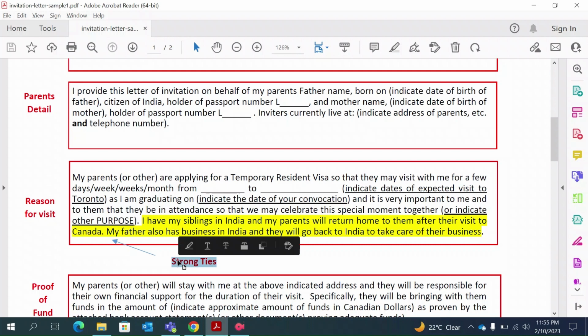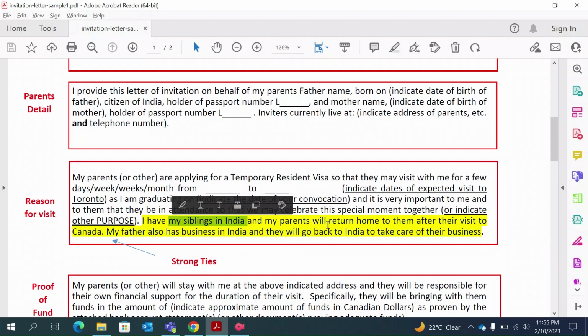In this case, your parents. Your parents should have a strong reason to go back to their home country. If they have strong ties to their home country, they have a reason to go back, so you should mention something that gives them reason to go back. So I have mentioned that I have my siblings in India and my parents will return to them after their visit to Canada. And I have also mentioned that my father has a business in India and they will go back to India to take care of their business.